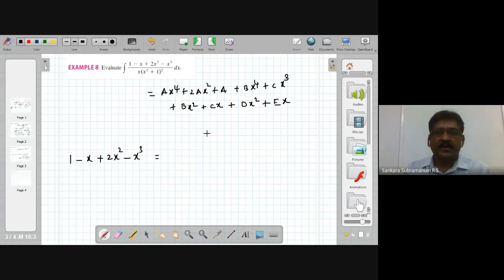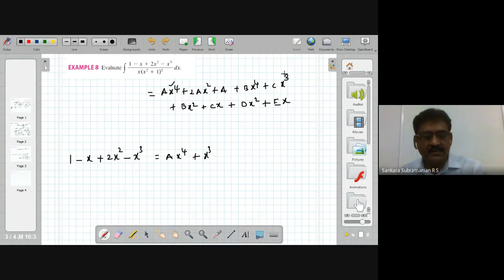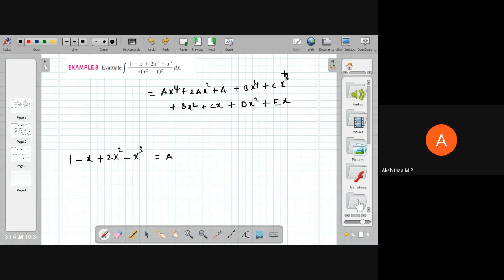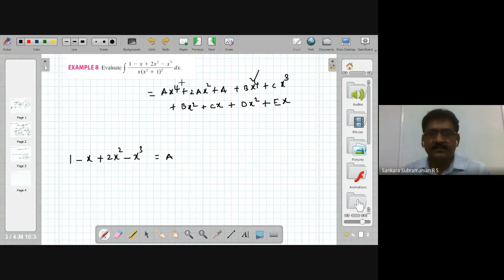So grouping has to be done in an order. First x power 4 will be the preference. So this is a x to the power 4. Then x cube. Where is the x cube term? x power 4 appears in 2 terms, a and b. So taking x to the power 4, the coefficient is a plus b.